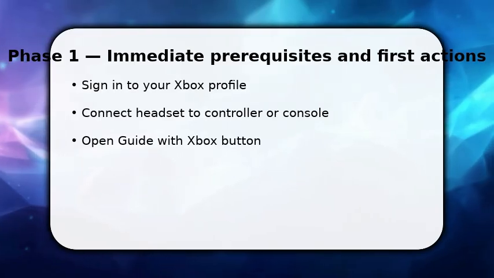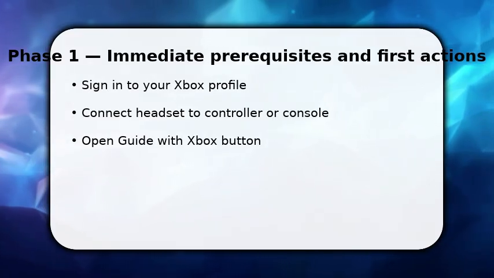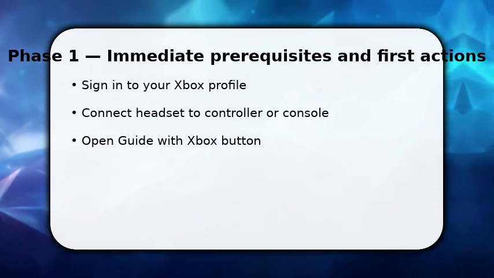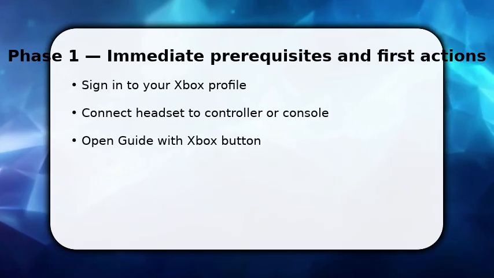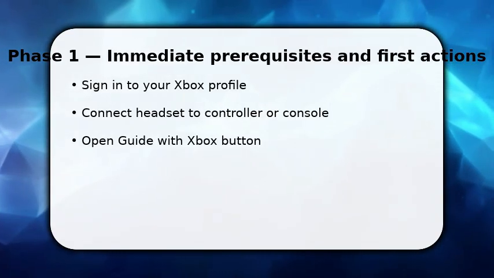You start here, sign into your Xbox and plug the headset into the controller or USB port. Make sure it's powered on and visible. Press the Xbox button to open the guide, then navigate to Profile and System. Once done, select Settings. This is where audio routing lives.